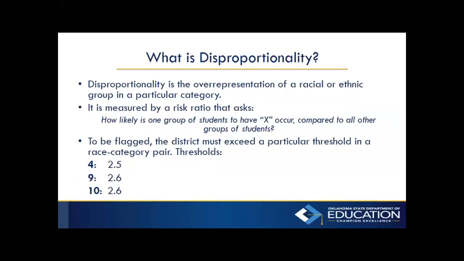Comparison of group risks based on something that occurs to those students. So to be flagged, a district has to exceed a particular threshold in each race category pair. There are 7 racial groups, and across 4, 9, and 10, there are 8 categories, okay? For indicator 4, the threshold is 2.5. For 9 and 10, it is now 2.6. We changed it to 2.6 to align with significant disproportionality. That's the threshold that we use for significant disproportionality, so we raised it a bit for 9 and 10, so the numbers would be the same, okay?